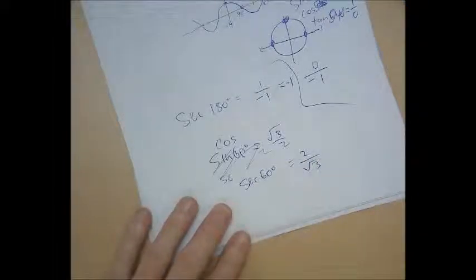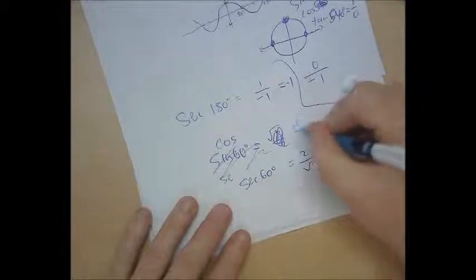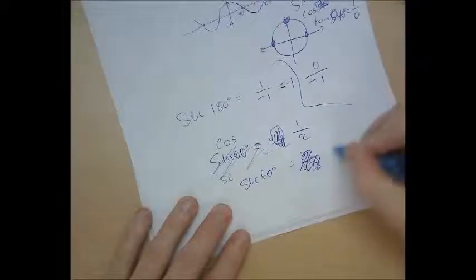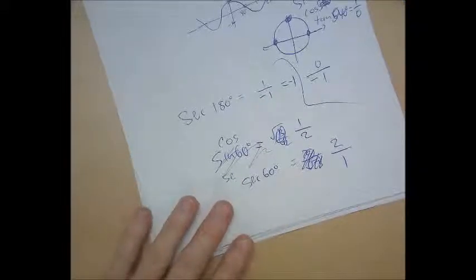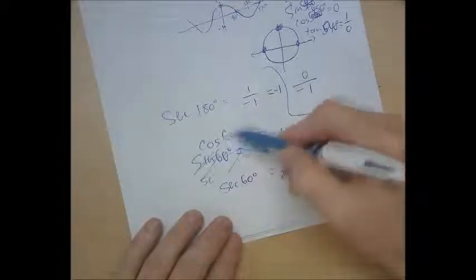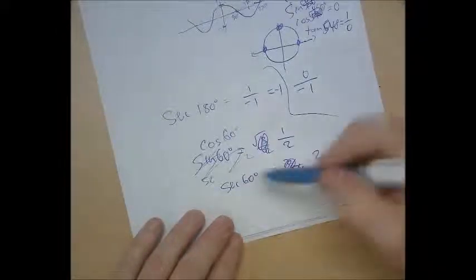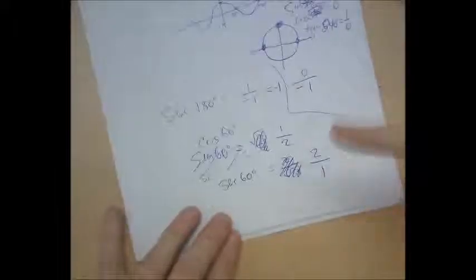Is cos of 60 root 3 over 2? No, it's not. It's 1 over 2, isn't it? Therefore, sec of 60 is 2 over 1. Why are you laughing? Because I'm messing it up so much. Did I get there in the end? Is cos of 60 1 over 2? Yeah. So sec of 60 is 2 over 1. This is brain dead. This is the most boring chapter in Core 3.